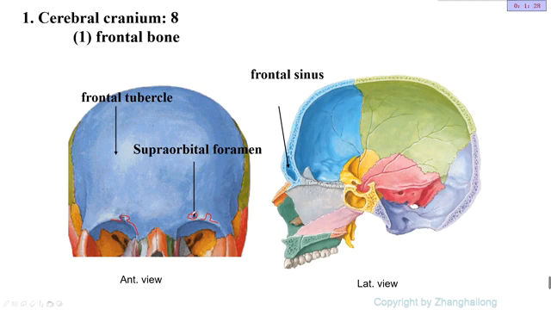And what's the function of the foramen or the notch? A nerve goes out from here. The supraorbital nerve, or the supraorbital artery and vein, will go out from here.